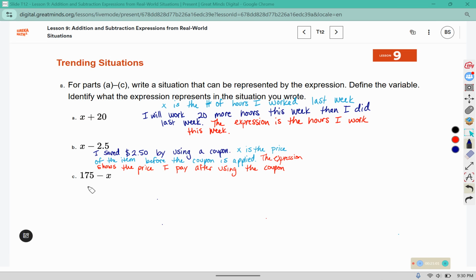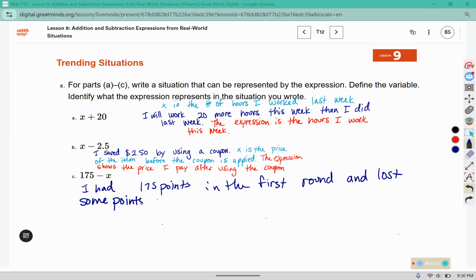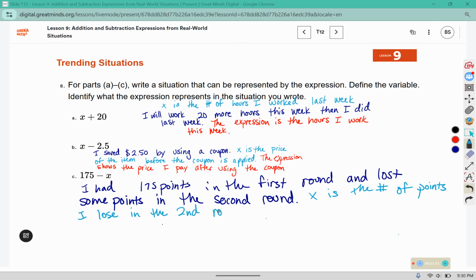Here we could say I had 175 points in the first round and lost some points in the second round. So the X in this case represents the number of points I lose in the second round. And the expression is my score after the 2 rounds.